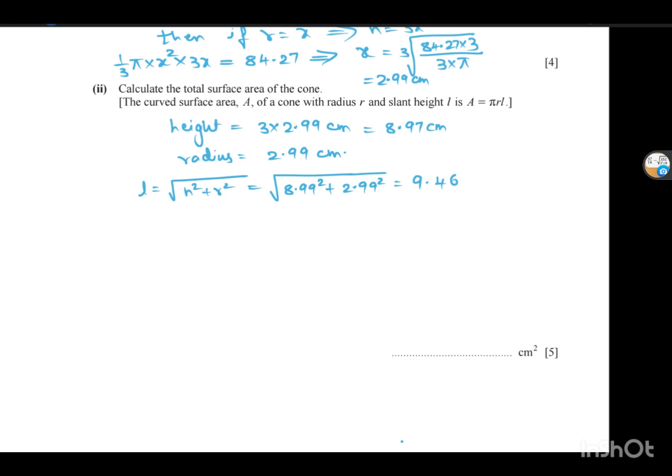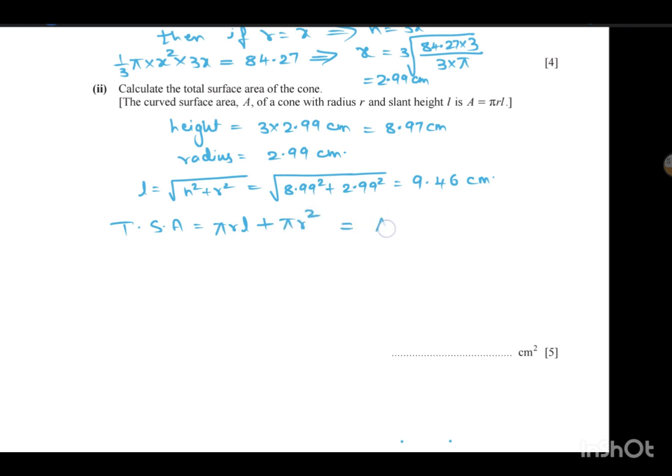So let us take 46 centimeters. Now the total surface area of the cone formula is pi r into r plus L. I can show you the derivation here. We know that the curved surface area is pi r L, and the base is a circle, so it is pi r square.